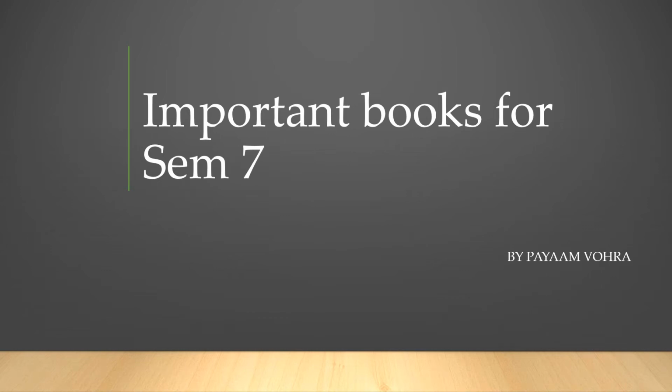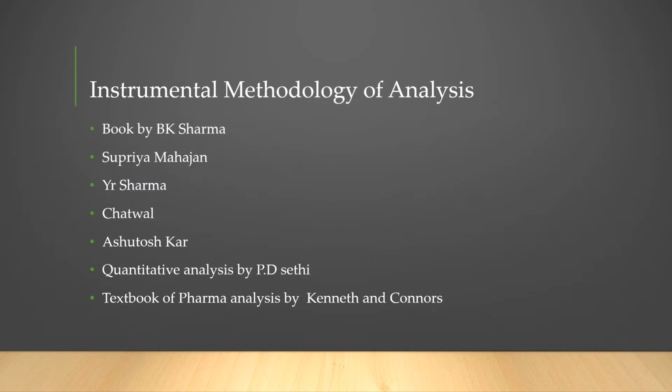So today's topic is about the important books for semester 7 according to the PCI syllabus in B Pharmacy. The first subject that we have is instrumental method of analysis. In instrumental method of analysis, you will have to refer multiple books because the content in each book isn't sufficient. So from every book you need to have some or the other content.